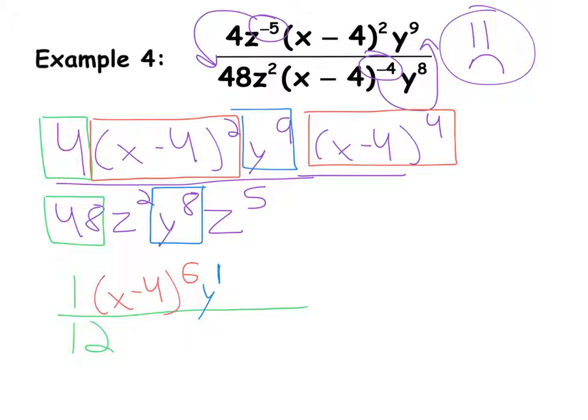Okay, and it looks like we got one more thing hanging around here, right? We got these two z's in the denominator. I have z squared and z to the 5th. Now, just like x minus 4 squared and x minus 4 to the 4th, they're in the same part of the fraction, so they're being multiplied. So z squared is going to be multiplied with z to the 5th. We're going to add exponents and get z to the 7th.